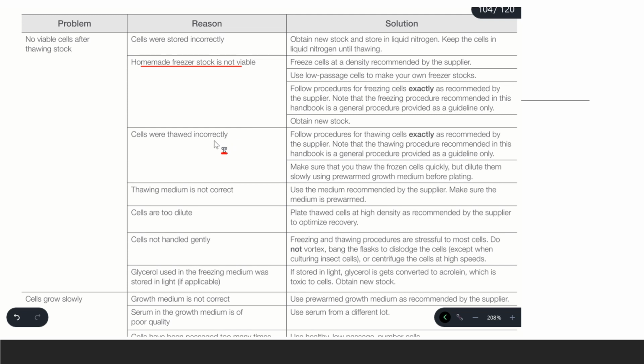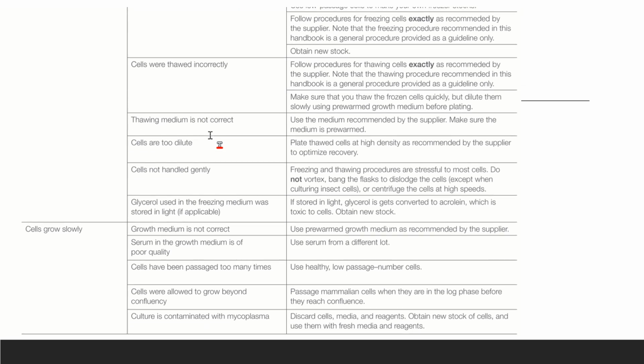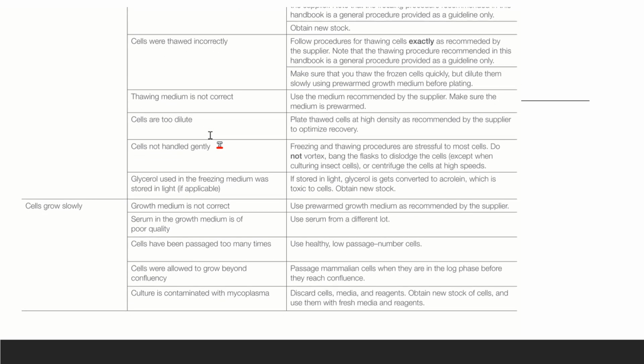Cells were thawed incorrectly. When you thaw the cells, you want to thaw them in 60 to 90 seconds. And let's say you go do something else and forget, and they're in the bead bath for 5 minutes. Most likely everything will die. Thawing medium is not correct. Cells are too dilute. If you have less than 20% confluency of cells, then they'll probably die.